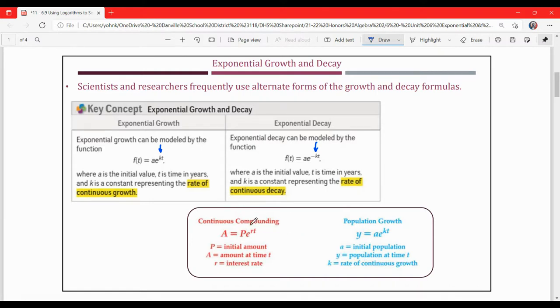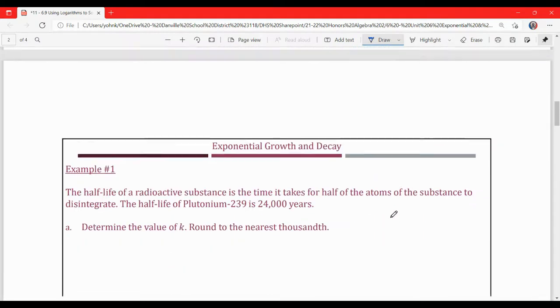We also have continuous compounding money. So we have A equals P e to the rt that we talked about in the last section. And we can also talk about exponential growth and decay with population, y equals a e to the kt power. So we're going to use these equations today to solve some word problems.